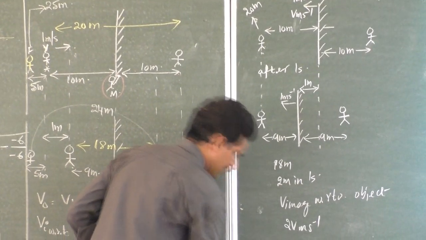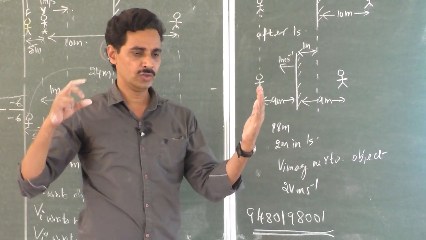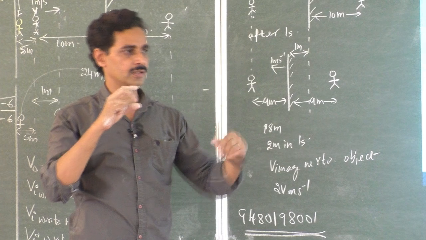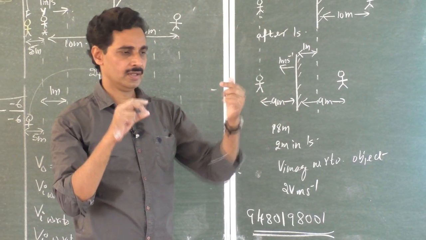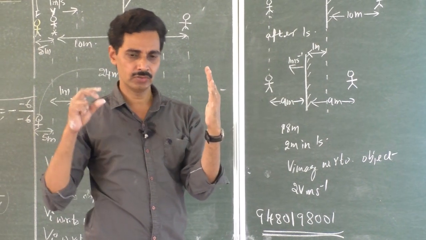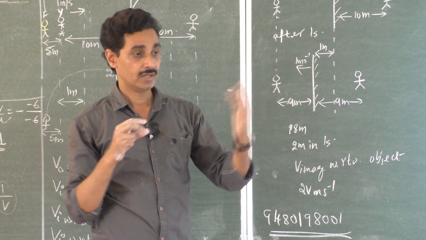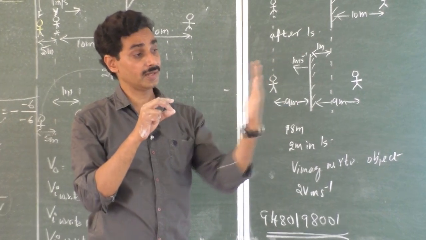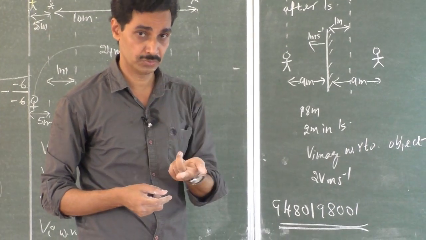You put it here, then I will answer you, right? So the situation is, when you are running towards the mirror, your image appears to be running with 2V, if your speed is V. When the mirror is running towards you and you are stationary, your image appears to be running with velocity 2V. Now you are running with V, and the mirror is also running towards you with V. What is the velocity of the image with respect to you?